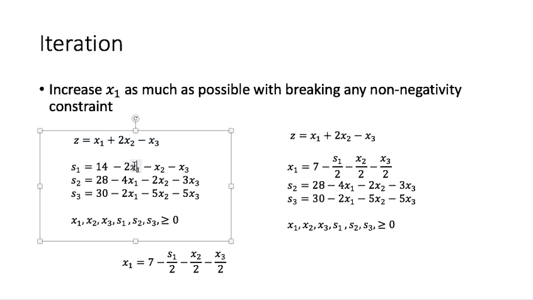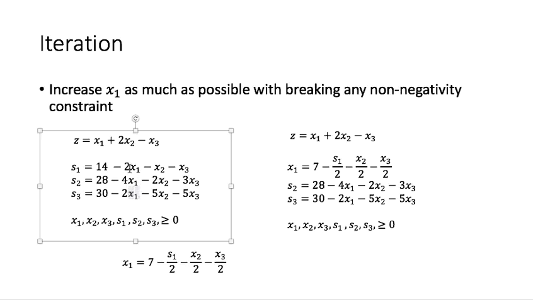How much can we increase x1 to before S1 becomes negative? The answer is 7, because 14 minus 2 times 7 equals 0. How much can we increase x1 in this equation? The answer again is 7. 28 minus 4 times 7 equals 0. And how much can we increase it to in this equation? 30 minus 2 times 15 equals 0. So x1 could be 15 in this equation, 7 and 7.